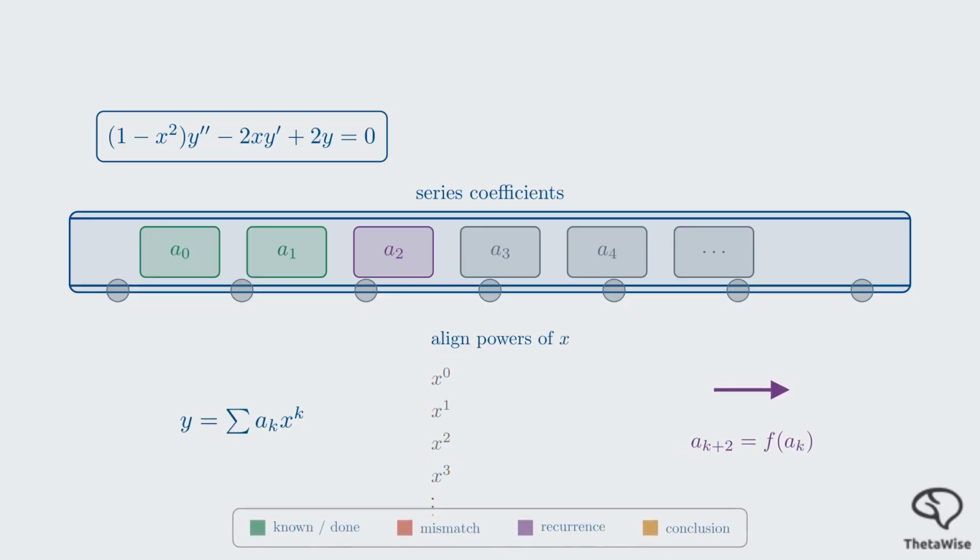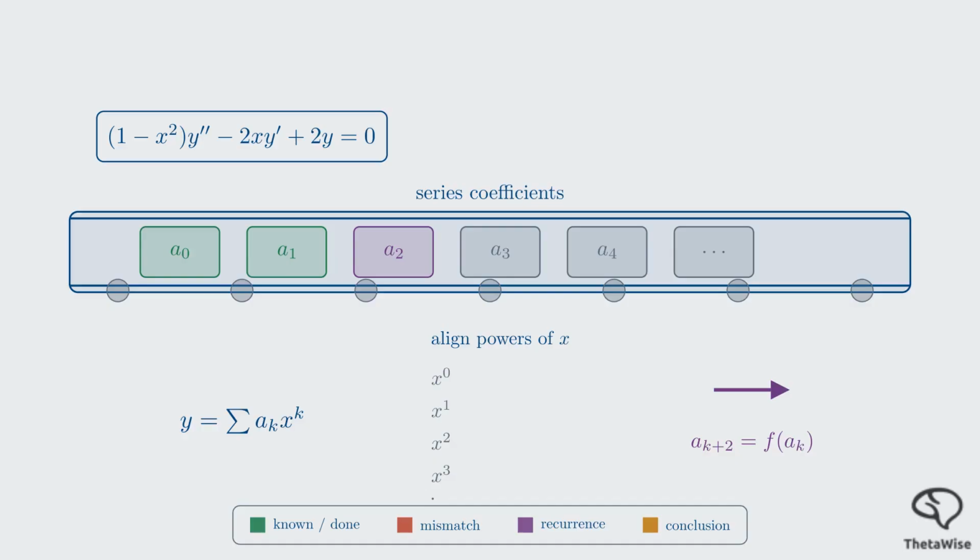Green will mark a known coefficient or a completed step. Red will mark a mismatch that must be corrected. Purple will mark a recurrence or structural formula, and gold will highlight the conclusion. Keep one question in mind throughout. What is the lowest power, and what coefficient must vanish?